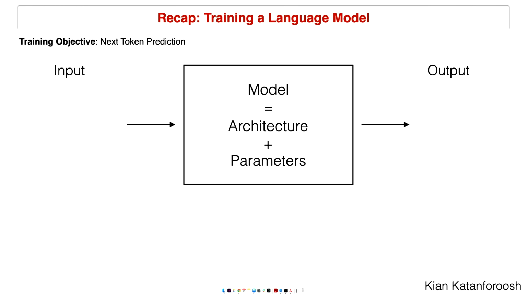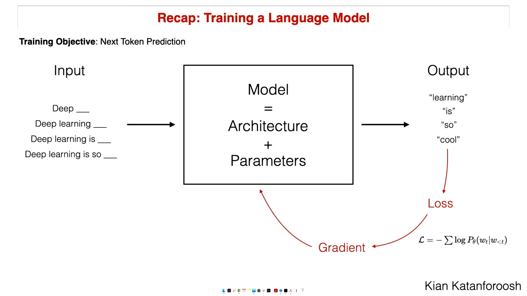So our training objective for language models is next token prediction, right? We've already talked about it in a former lecture. The idea is that I will get some inputs. I'm reading Wikipedia, let's say, or some sort of a text online, and I read a sentence and I predict the last token, and I do that again and again. So for example, deep learning, and then deep learning is, so, deep learning is so, cool, and that's it. So you get the idea, right?